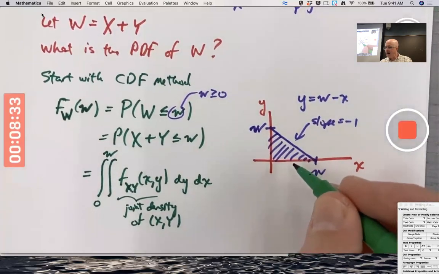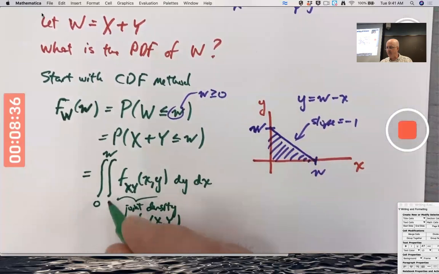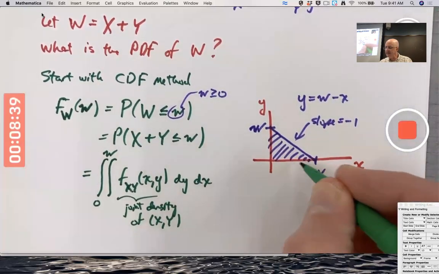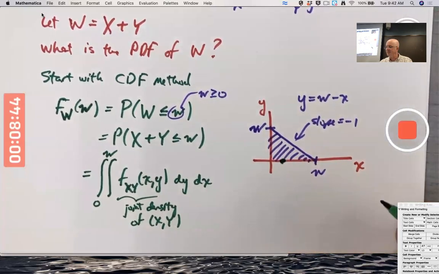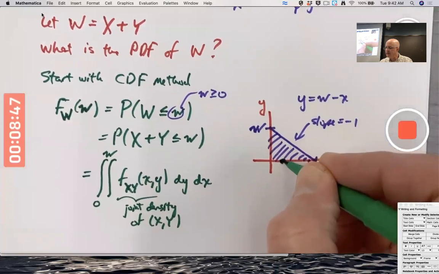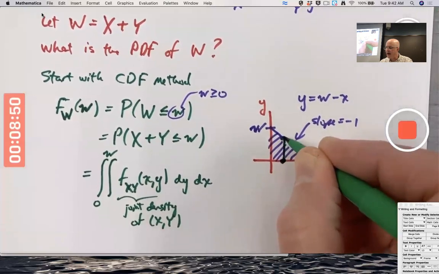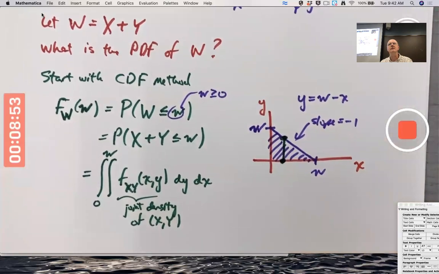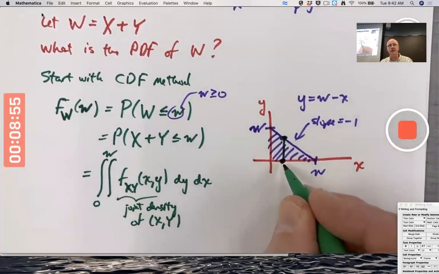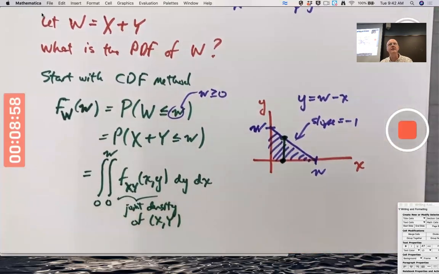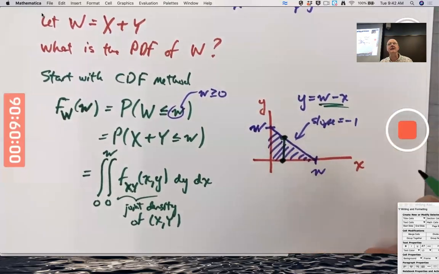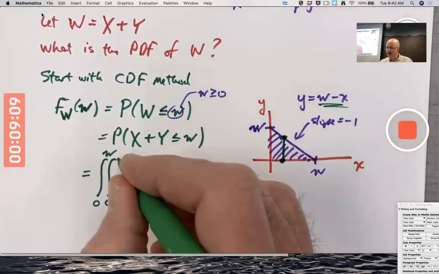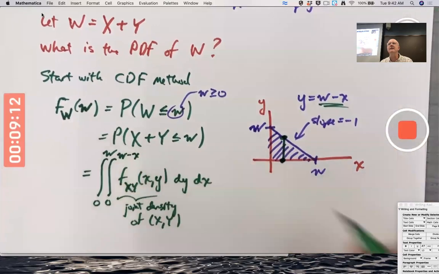However, y does not go from 0 to w. What does it go from? Here's how you think about it. For any given value of x between 0 and w, I'll pretend it's right there, say, y goes from the second coordinate of this point up to the second coordinate of that point. The second coordinate of the lower point there is easy. It's just 0, right? The second coordinate of this point up there depends on x. It's w minus x, in fact. The upper limit of this integral is w minus x.